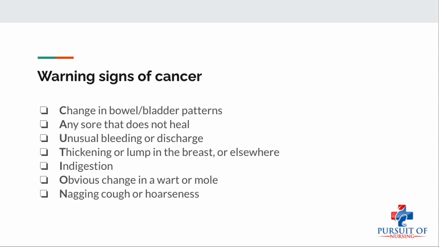So, warning signs of cancer. Use the word caution as an acronym to help you remember this. Any change in bowel or bladder patterns, any sore that does not heal, unusual bleeding or discharge, thickening or lump in the breast or elsewhere, indigestion, obvious change in a wart or mole, or a nagging cough or hoarseness.